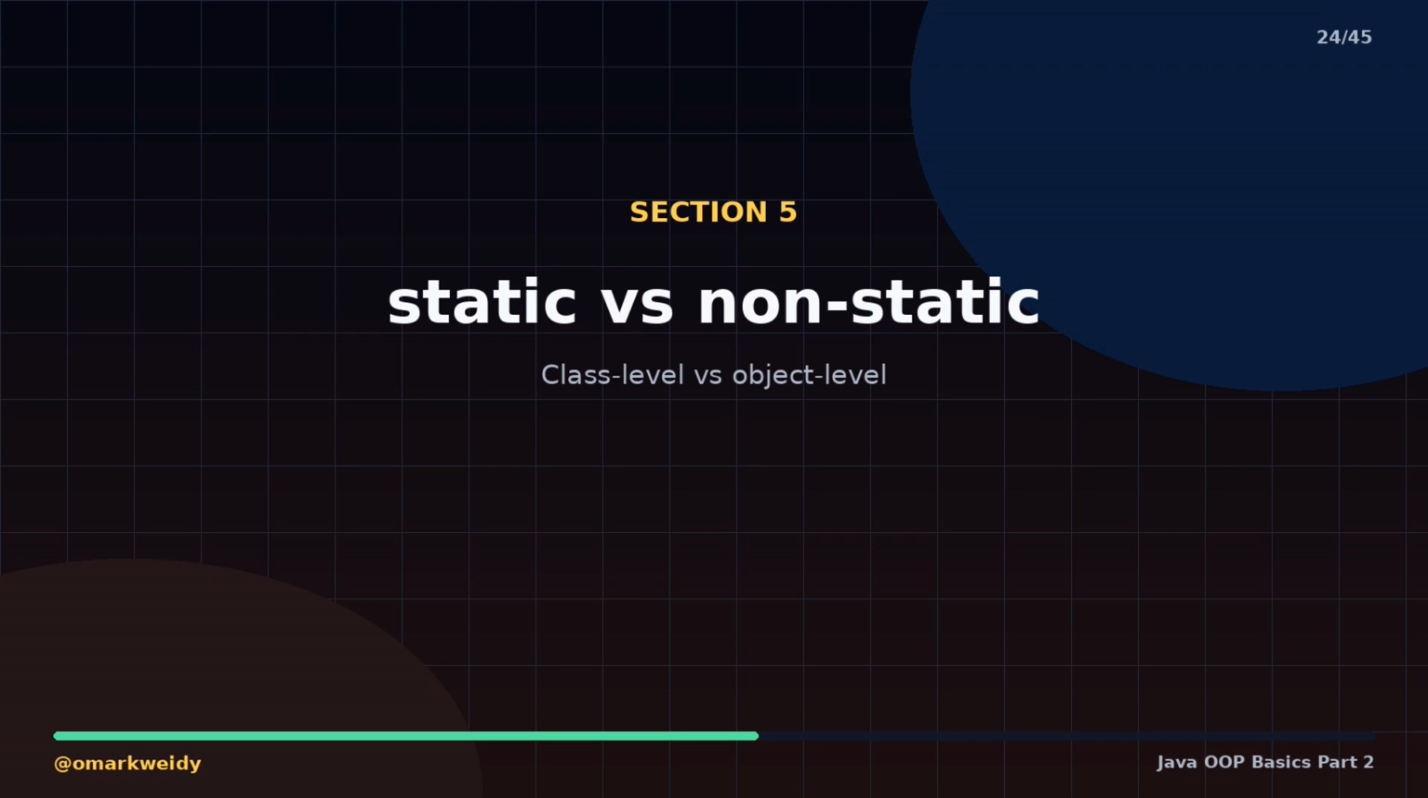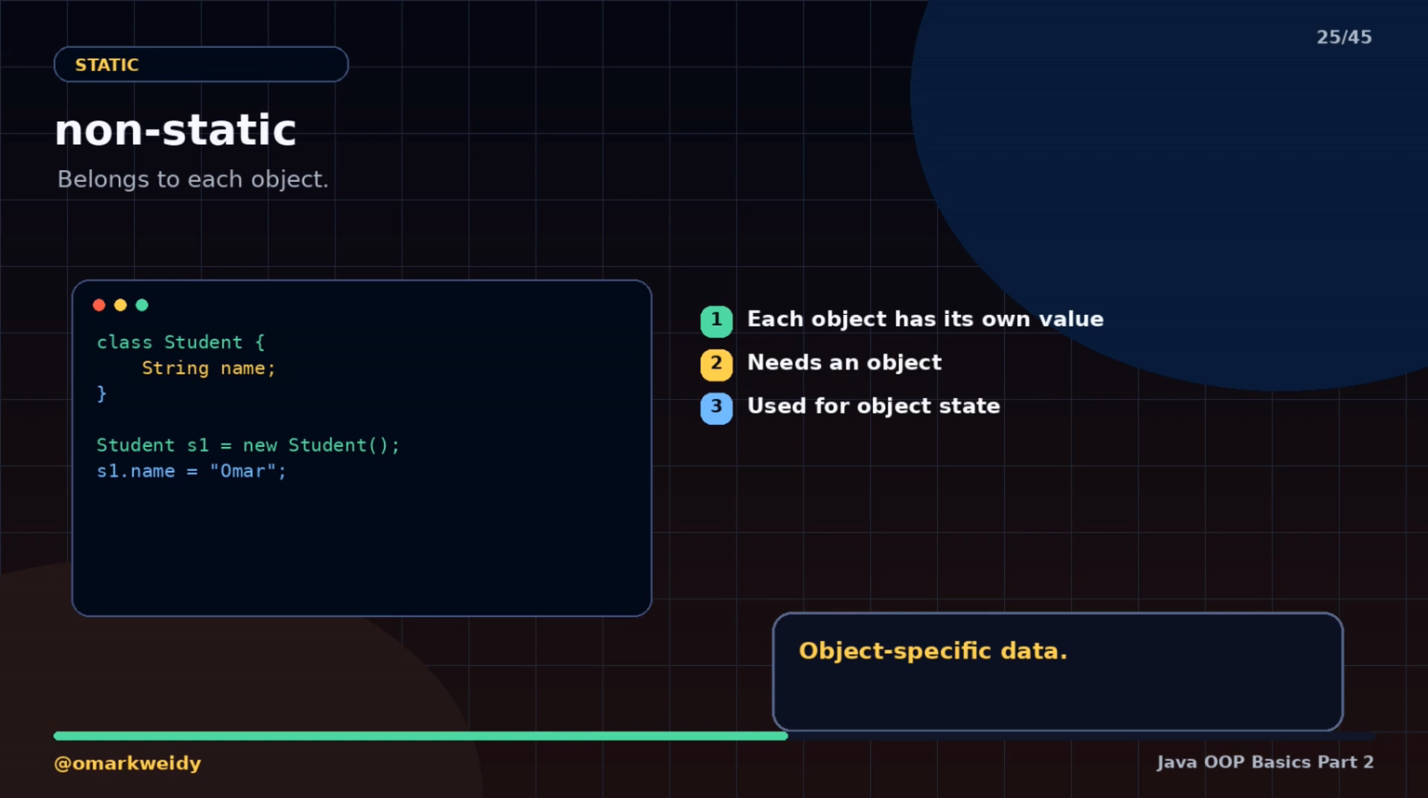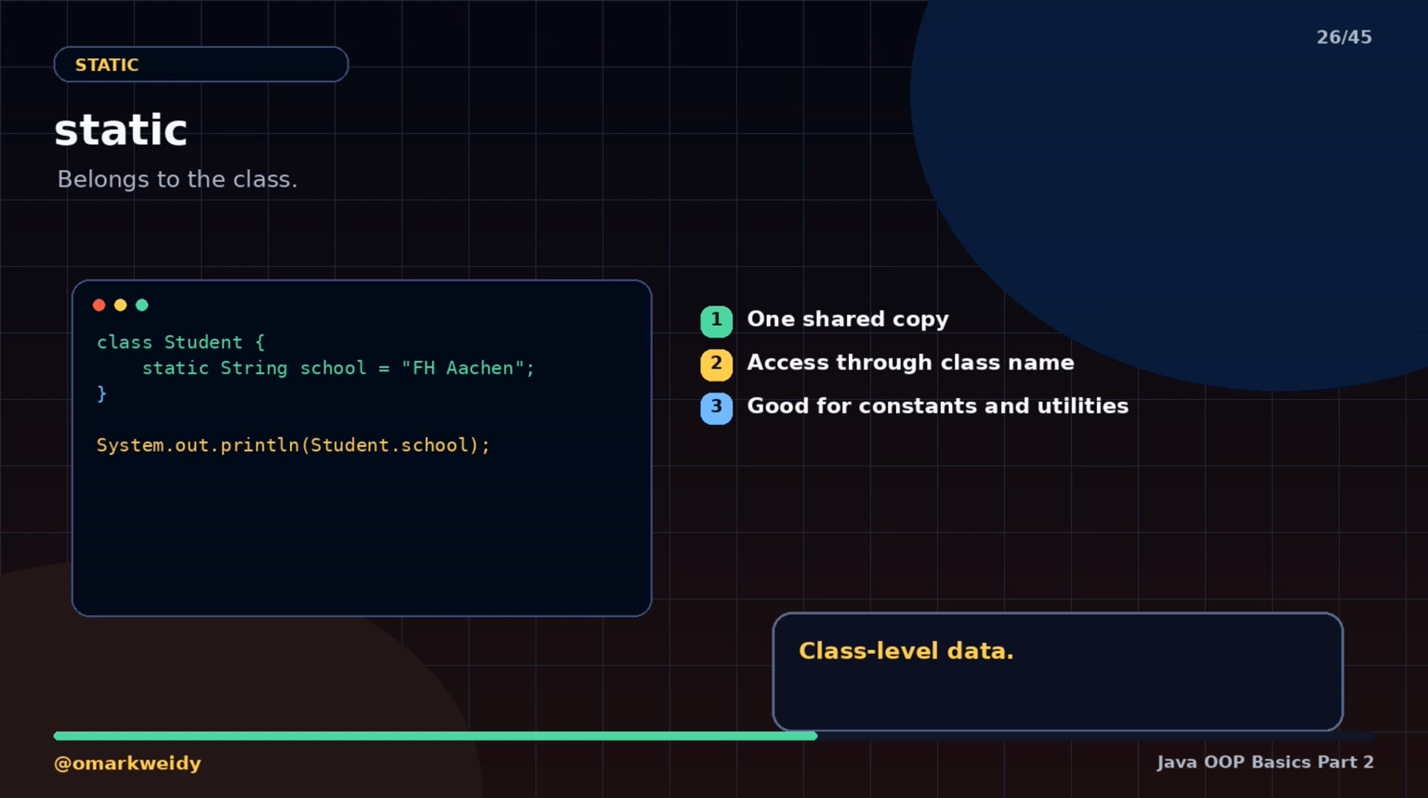Next, static versus non-static. This is about ownership. Does something belong to the class or to each object? Non-static fields or attributes belong to individual objects. If one student is Omar and another is Maya, each object has its own name. Static belongs to the class, not to a specific object. There is one shared copy. A school name shared by all students can be static.